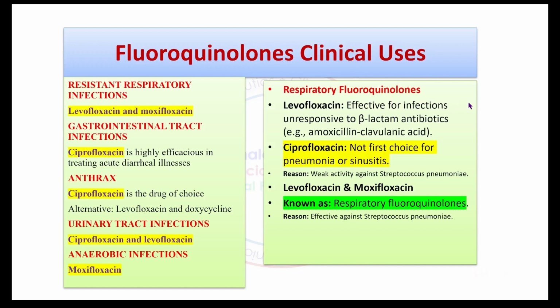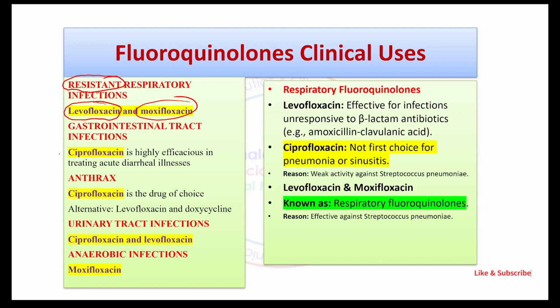Okay, speaking about the fluoroquinolones clinical uses, the first important one is when you have a respiratory infection and this infection resists treatment with other medications. As you can see here, we use levofloxacin and moxifloxacin. One of these medications is considered the most important for the treatment of resistant respiratory infection. So when you have a respiratory infection and this infection resists other antibiotics, this is the medication: levofloxacin, moxifloxacin.